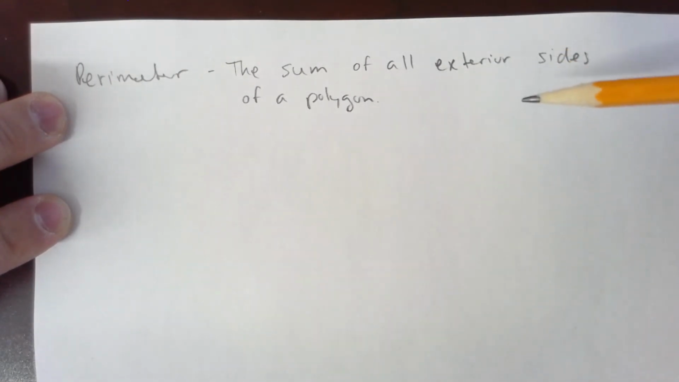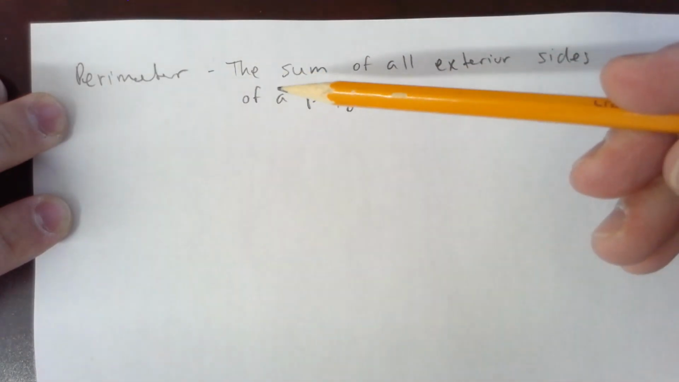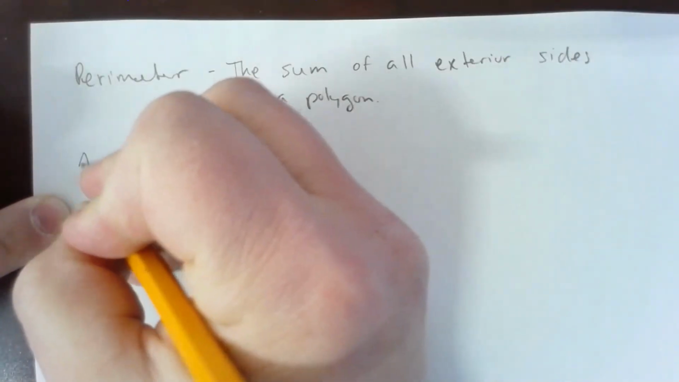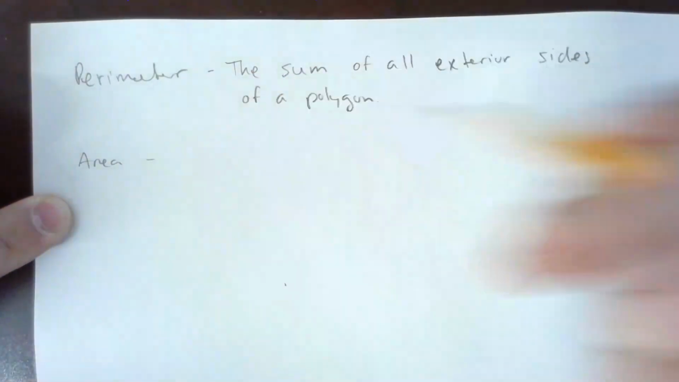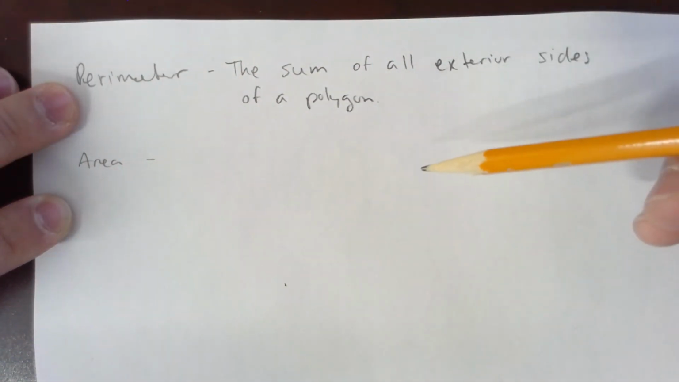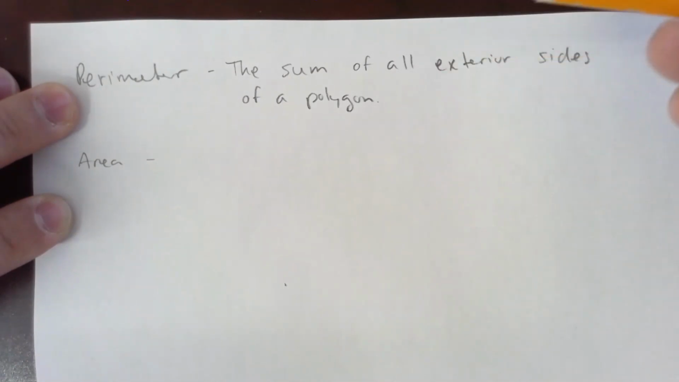Sometimes they're given to you, sometimes they're not, and so you have to use some good thinking skills to be able to grab all of the exterior sides and add those all together. So remember, this is a whole separate question in and of itself. And the other one is going to be the area of each of these polygons. The ones we're going to be focusing on in this assignment are parallelograms and triangles.